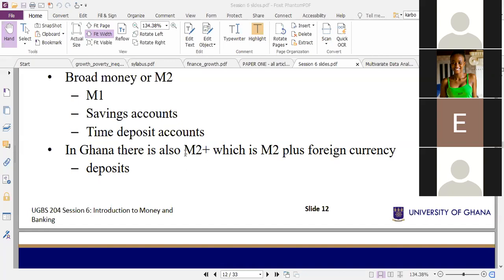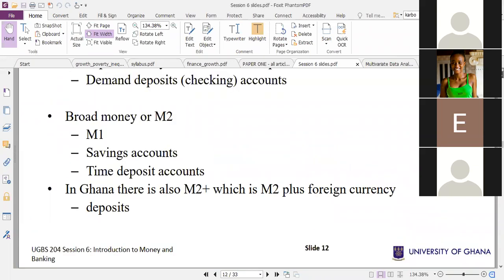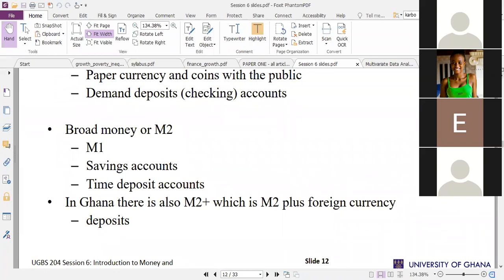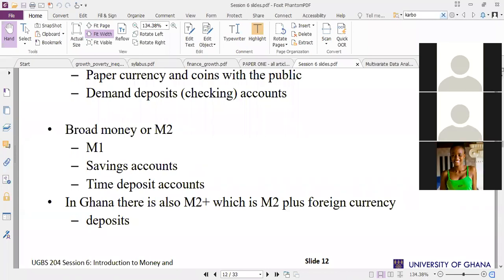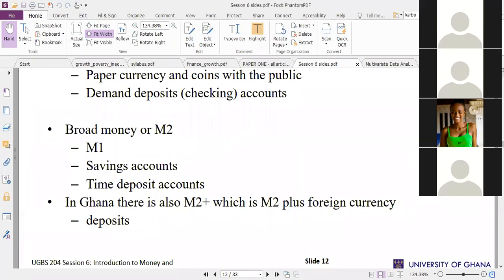Okay, so when I ask you, what are the combination? And remember, in exams, most of you will make this mistake. My boss can ask you, what are the components of M2? Let me ask this question. What are the components of M2? Can someone tell me? Please, try for me. M1, savings account, time deposit, and time deposit account. Wrong. Can I try? Paper currency and coins with the public, demand deposit accounts, savings accounts, time deposit accounts. Thank you very much. That's correct.